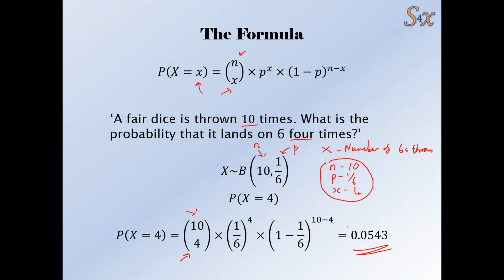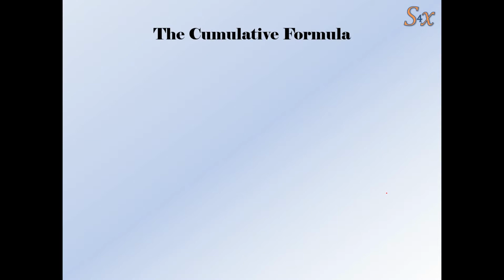Okay, so it's only about 5% of the time we'd expect, if we rolled a dice 10 times, that it would land on 6 4 times. Okay, it's quite unlikely. I'm afraid it gets even worse.